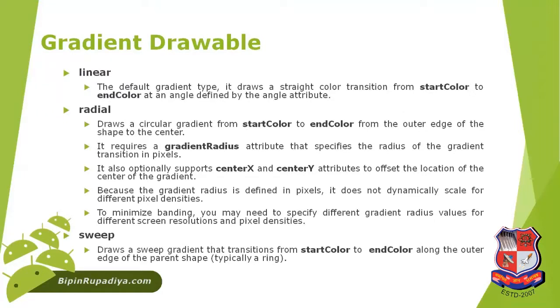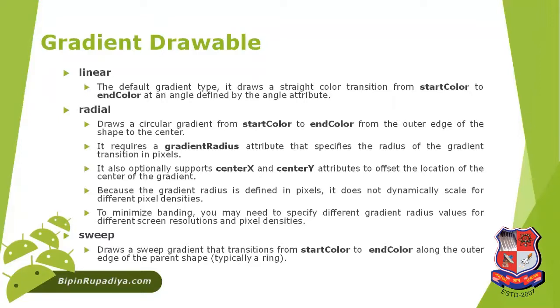Now let's see each type in detail. In linear gradient, mostly there are 2 colors, but if you wish to define more, you can define it, and it will fill the shape with these 2 or 3 colors in straight transitions. So that's why it's a linear color. Another one is the radial color.